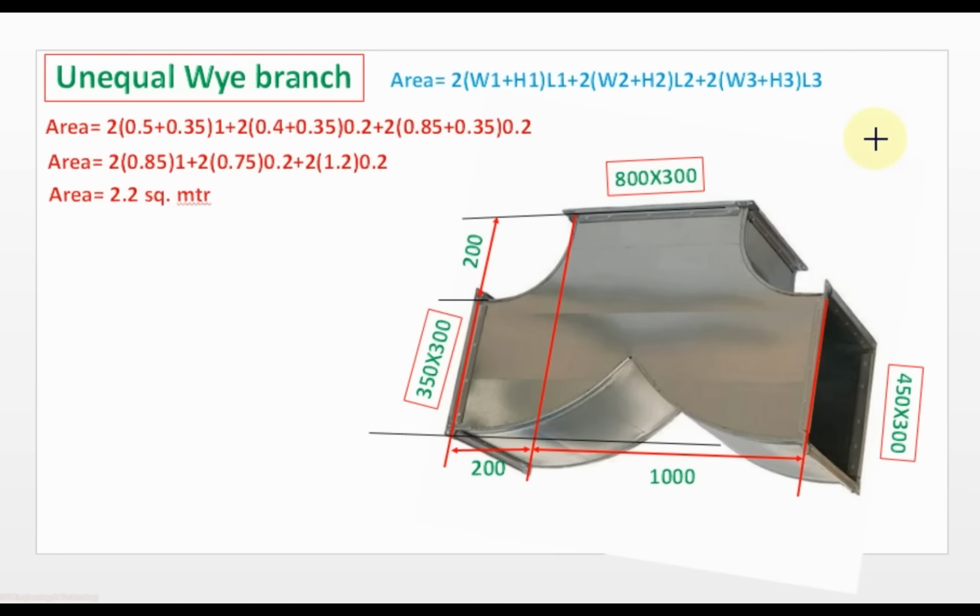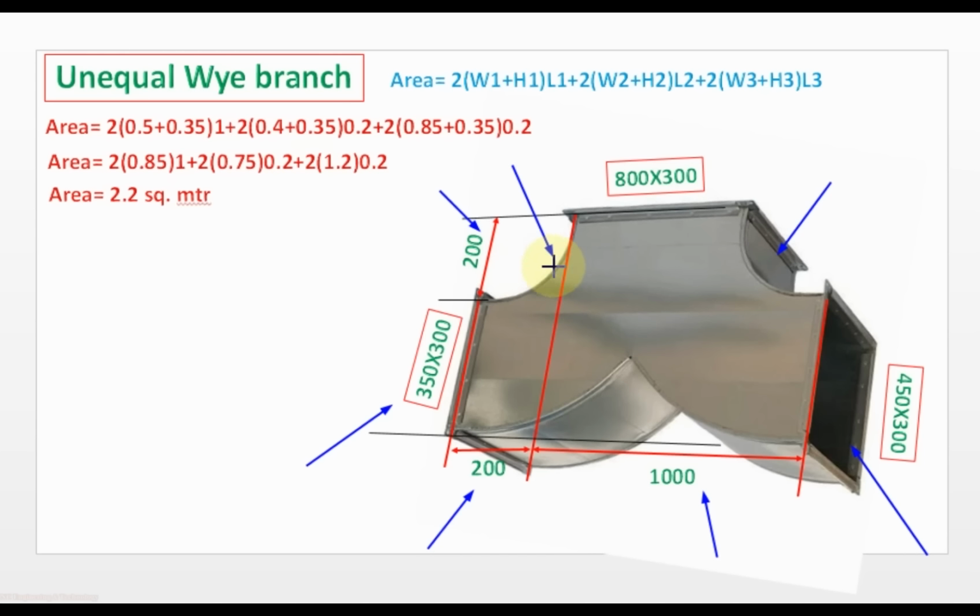Let us make a sample calculation for this Y. We will check from these two openings which one is larger. It is 450 by 300, and this is 350 by 300, so this one is larger, so we will consider it as W1 H1, and this will be L1, then it will be W2 H2 and it will be L2. Then we will see from here and here which radius is larger. In this case we found it is 1, so we will consider 200 as L3.